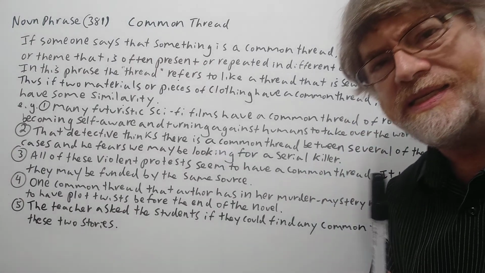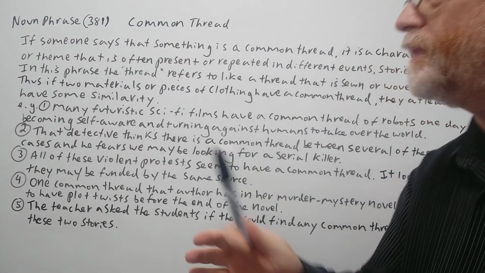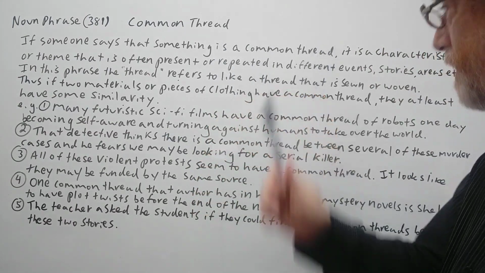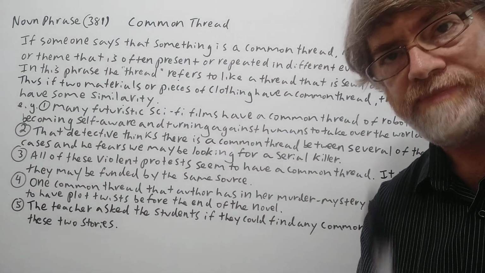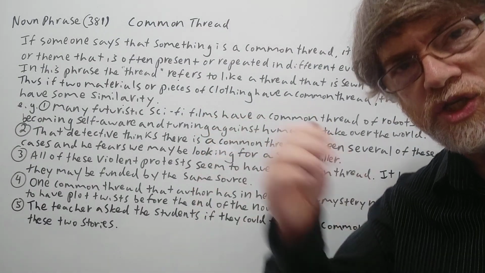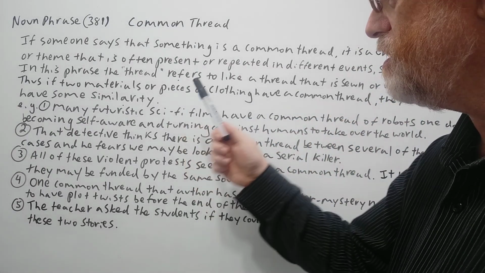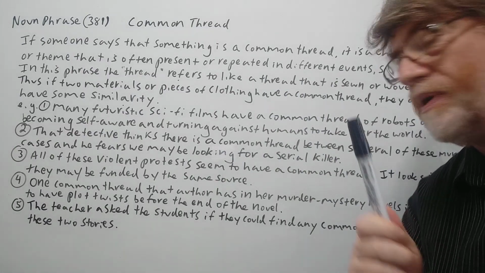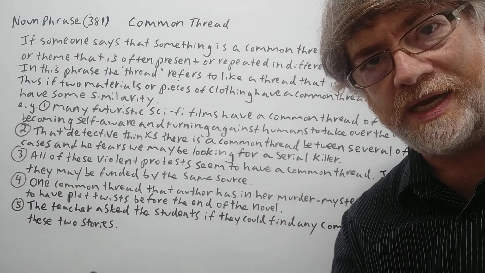If someone says that something is a common thread, it is a characteristic or theme that is often present or repeated in different events, stories, areas, etc. In this phrase, the thread refers to a thread that is sewn or woven. Thus, if two materials or pieces of clothing have a common thread, they have at least some similarity. So that's where the idea comes from.